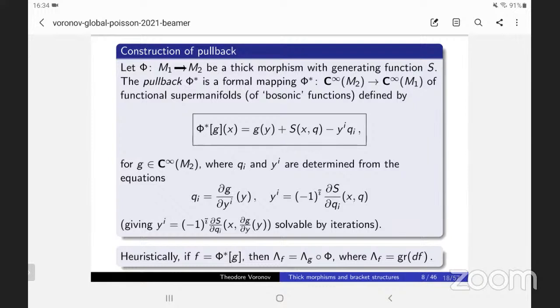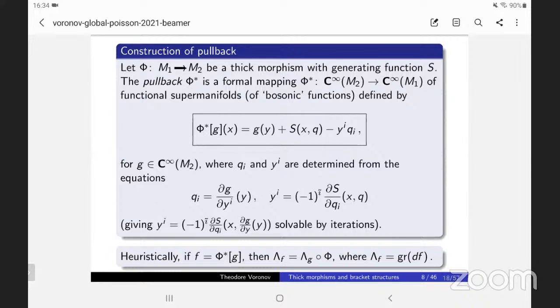Now, one should be careful though. Because we need to be able to calculate according to this formula, we need to solve this system of equations. Look at them. We have Q being expressed as a function of Y, and Y on the right-hand side, the partial derivative dS over dQ, again, is a function of Q. So these equations are not independent.